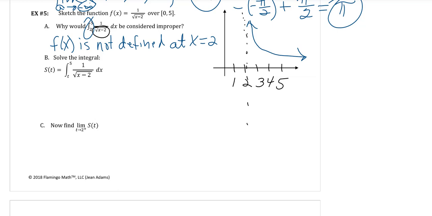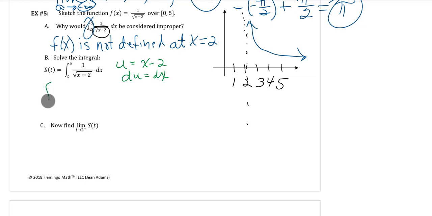Okay? So we're going to write this, and this is going to have to be done integration by parts. So I'm going to let u, well actually, substitution. I'm going to let u equal x minus 2. So du is going to be dx. So I really have, let me just do the integral first.